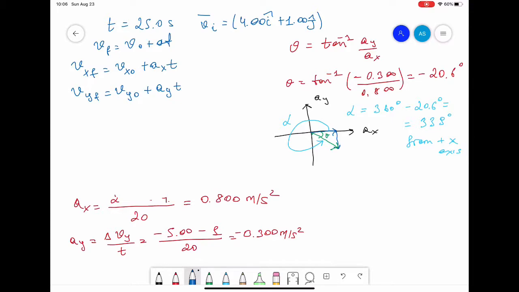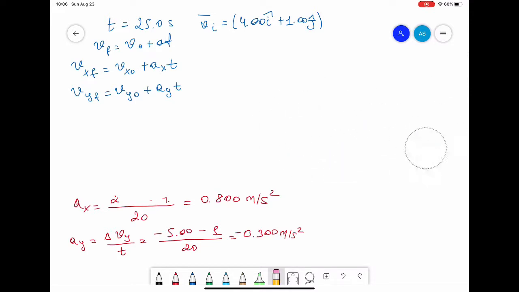So let's find them. First of all, let's find the v x final. v x final will be v x initial, which is given as 4 meters per second, plus, we'll put units at the end, okay? a x was given, which we already found here. a x is 0.8 and the time is 25 seconds. So if you do the calculation, you should find that your v x final is equal to 24 meters per second at 25 seconds.